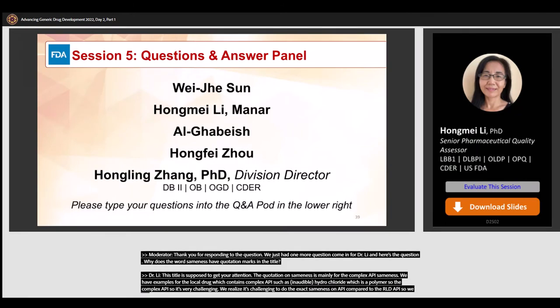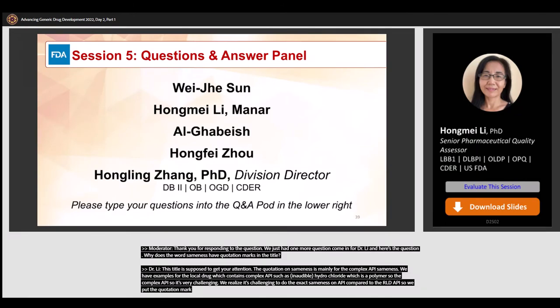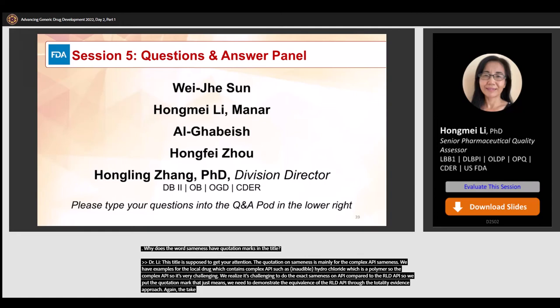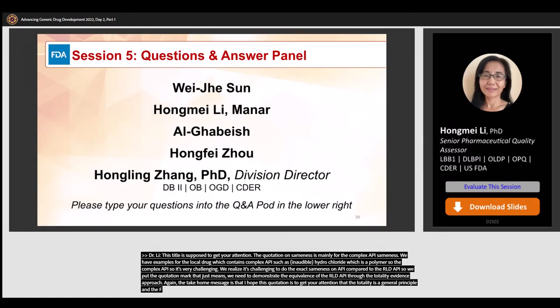This means we need to demonstrate the equivalence to the RLD API through a totality of evidence approach. Again, the take-home message is that I hope this quotation gets your attention: the totality of evidence approach is a general principle and the FDA consideration for assessing a generic product with complex APIs. Thank you.